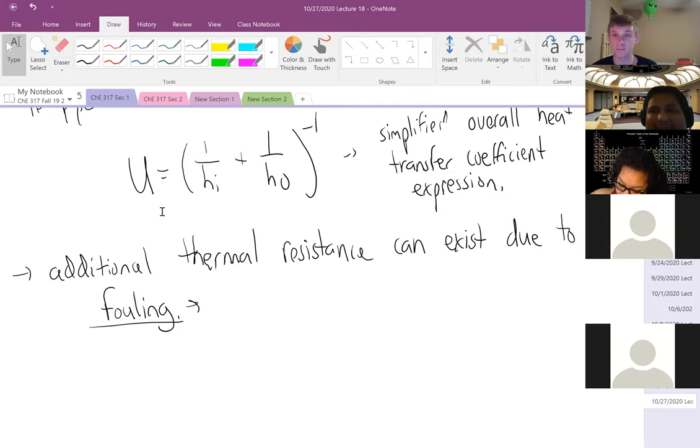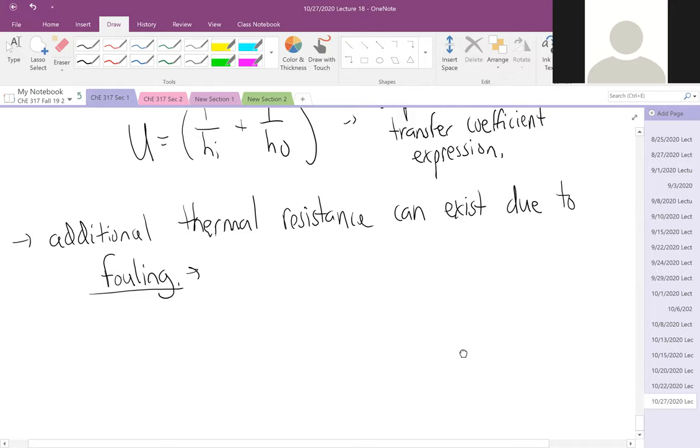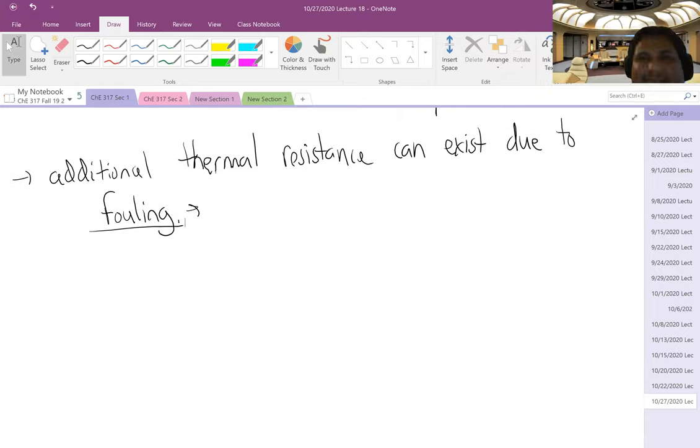Fouling is essentially when the flow running through the membrane will essentially contaminate the membrane itself, and over time, as the flow keeps going through, it'll decrease the efficiency and the effectiveness of the membrane.